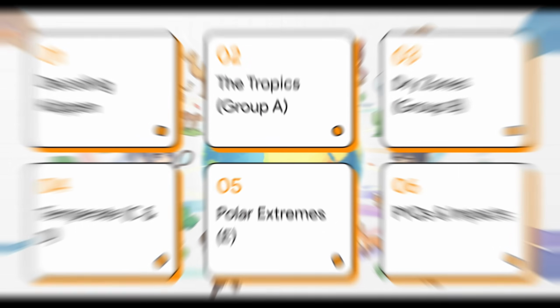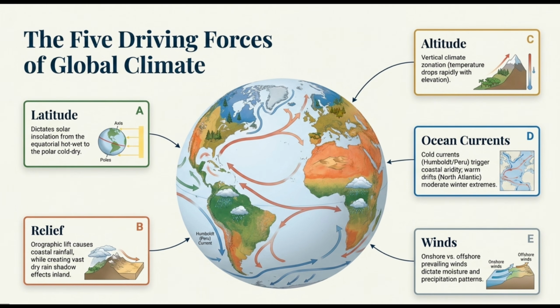Let's get to it. World climates are classified by temperature, precipitation patterns, and vegetation, primarily using the Köppen scheme. Factors like latitude, altitude, ocean currents, winds, and relief shape global variations from equatorial wet-hot to polar cold-dry.